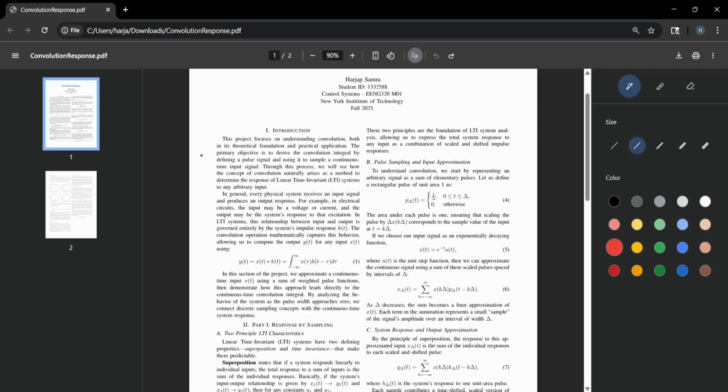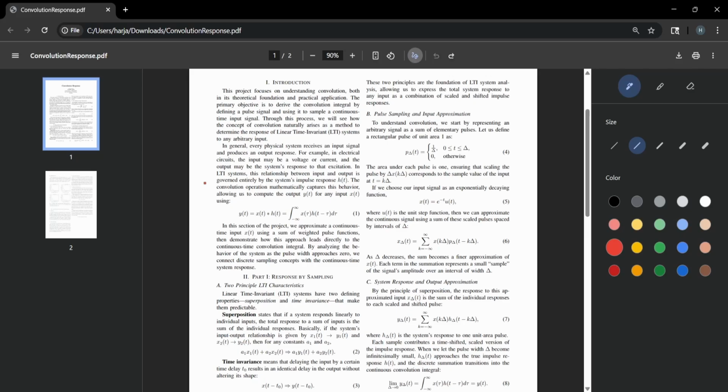In the first part, I'll be walking you through the mathematical foundation of continuous time convolution and how we can use sampling to derive it. In the second part, I'll be giving a practical demonstration using a real audio recording where I apply convolution to simulate my voice in an echoey room. Without further ado, let's get into part one.